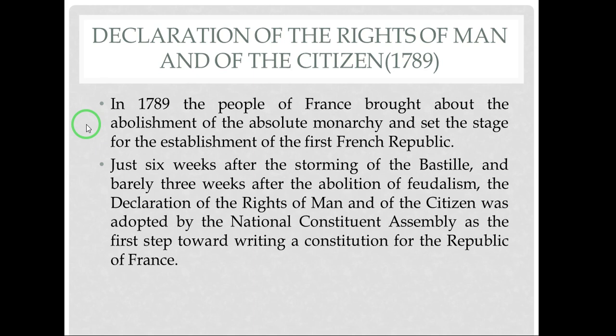In the year 1789, the people of France brought about the abolishment of the monarchy and set the stage for the establishment of the first French Republic. The Declaration of the Rights of Man and of the Citizen was adopted by the National Constituent Assembly as the first step toward writing a constitution for the Republic of France. The declaration proclaims that all citizens are to be guaranteed the rights of liberty, property, security, and resistance to oppression.